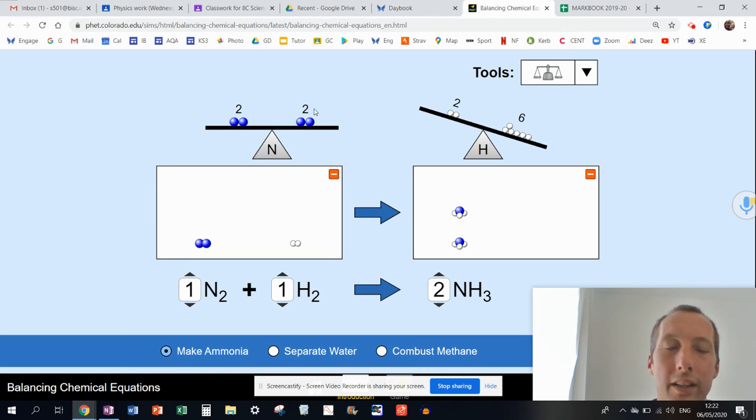Right, we've sorted out the nitrogen problem. Nitrogen is now balanced, 2 before, 2 after. But you can see we've made the hydrogen problem even worse. I've got 2 before and 6 after. So I need to add some more before.